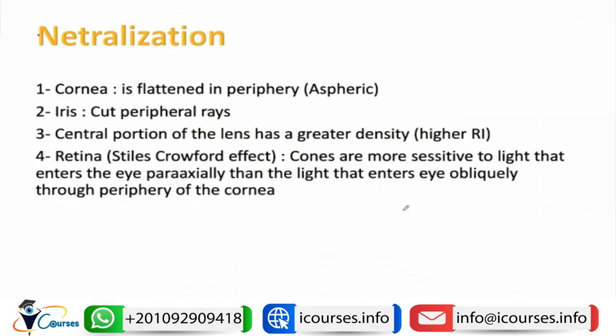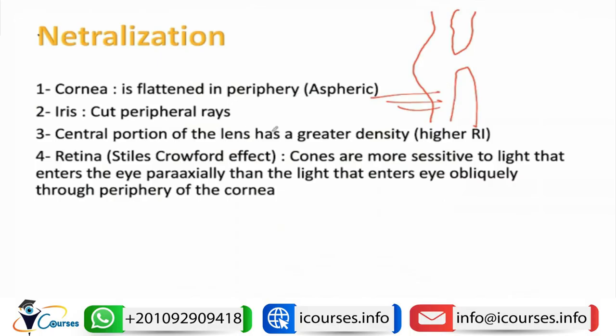The first of all is that the cornea is flat in the periphery. So here is the cornea. The periphery, which should have the largest power and the largest prismatic effect, is more flat. And by this flattening, this will decrease the spherical aberrations. Also, we have an iris, and this iris will cut the peripheral rays. So if you have peripheral rays like this, they will hit the iris and be prevented from reaching the retina.